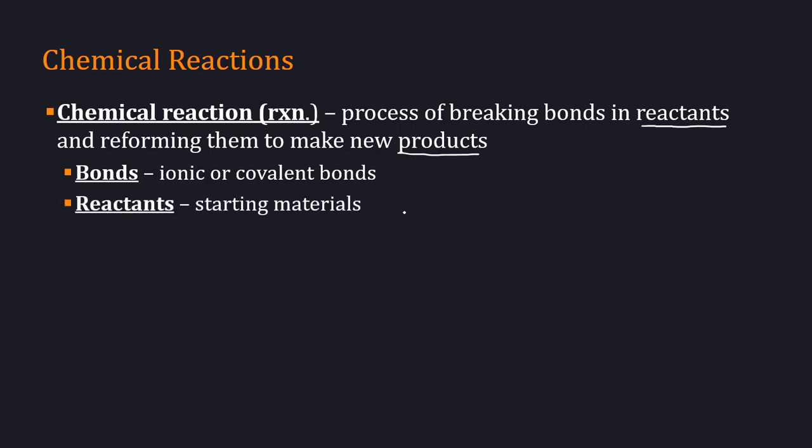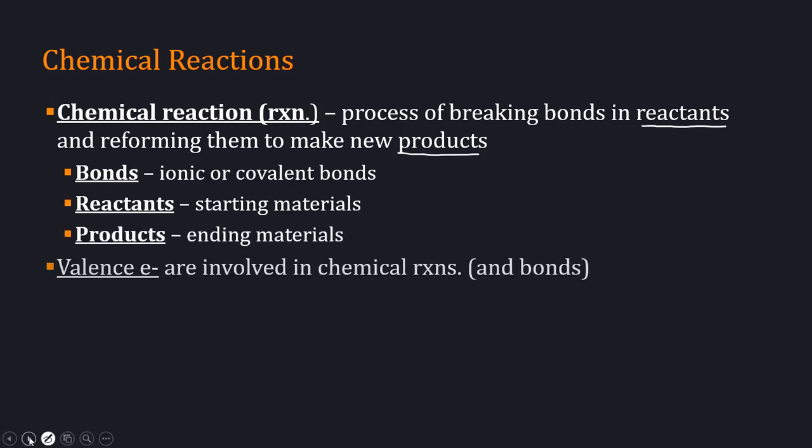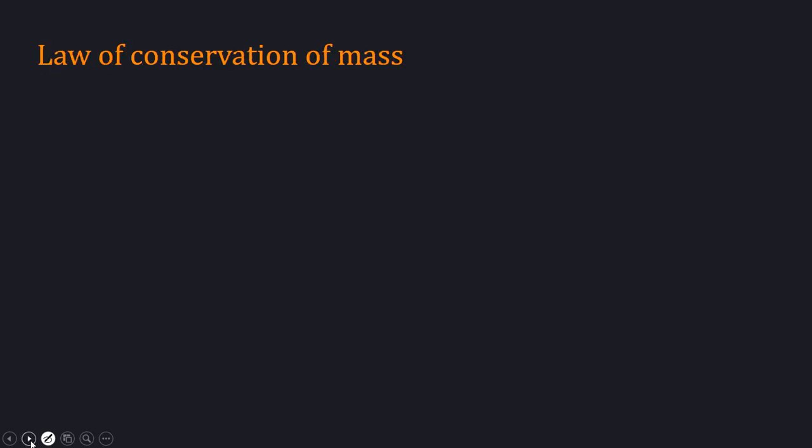Reactants are what we start with. They react. That's why they're called reactants. Products are what we end with. That's what's produced in the reaction. That is why they're called products. And then valence electrons are involved in chemical reactions because old bonds have to break and new bonds have to form.